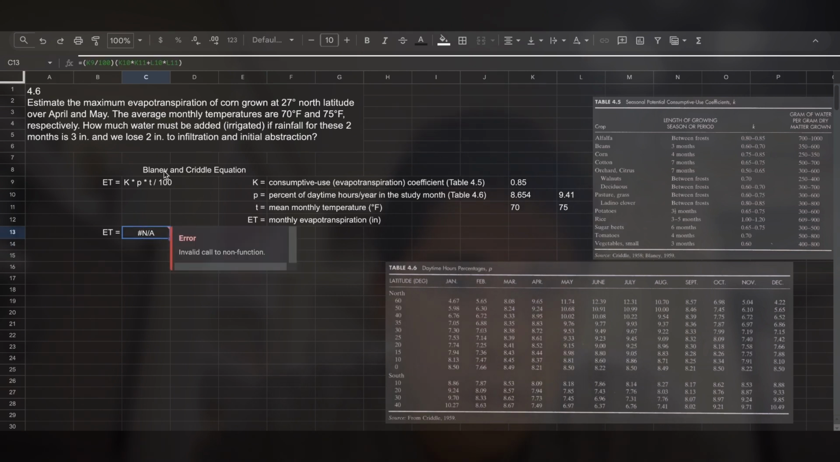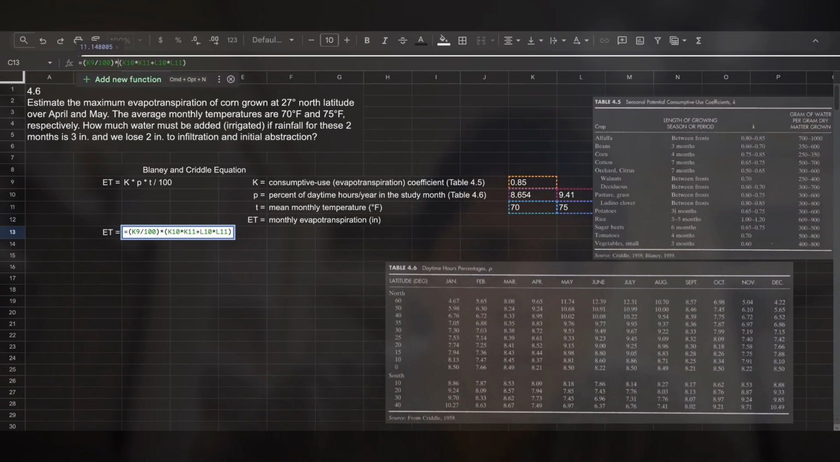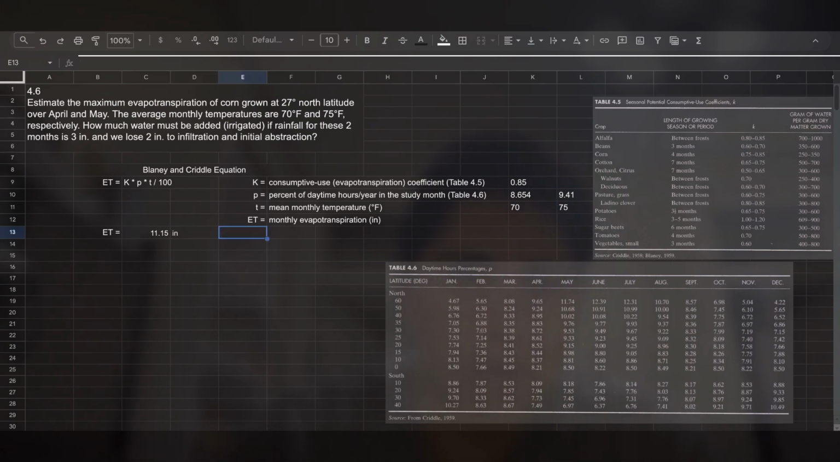And of course that didn't work. Let's see what was wrong. Oh, here I missed the multiplication between those. So we get 11.14. That's about right. Let's get rid of some decimals: 11.15, and that's inches. Remember, that's given in inches.